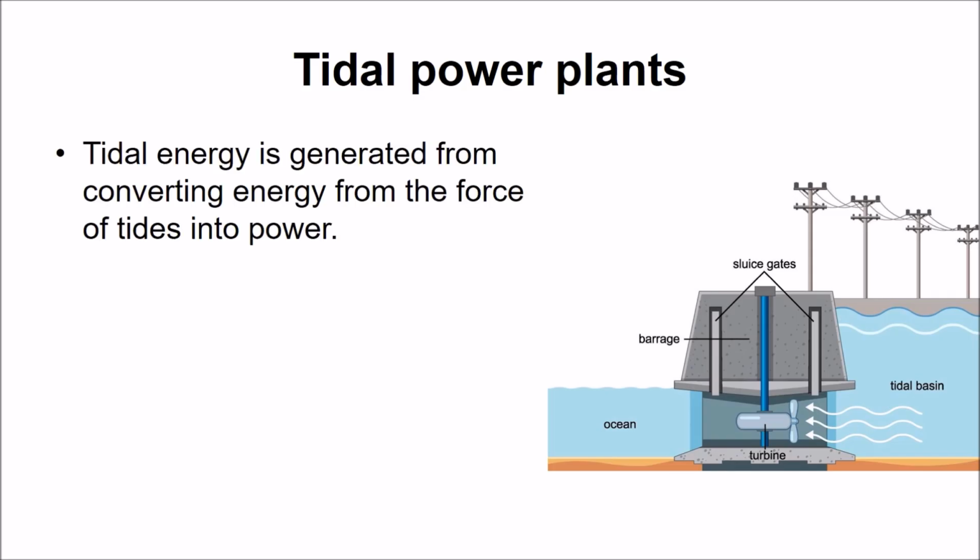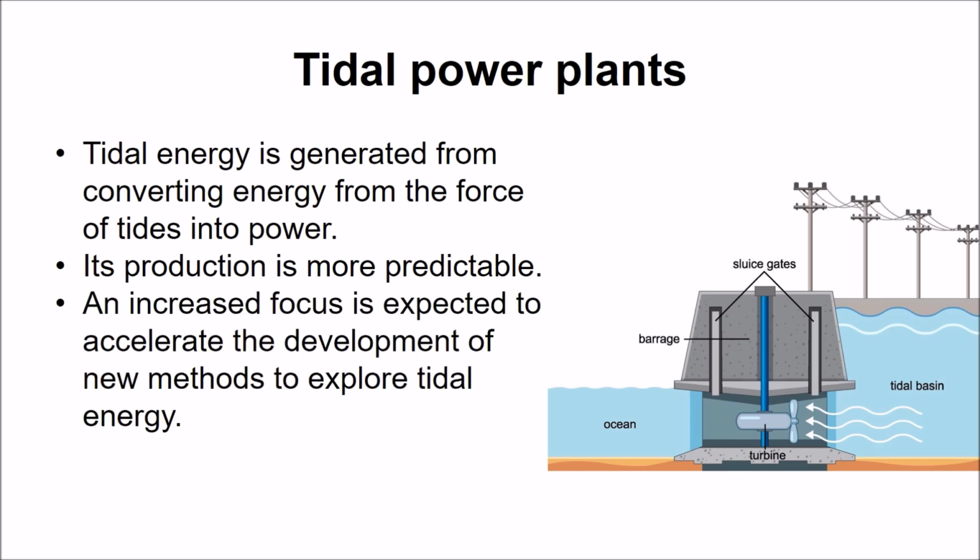Tidal energy is generated from converting energy from the force of tides into power, and its production is considered more predictable compared to wind energy and solar power. But tidal power is still not widely used, even though the world's first large-scale plant of this type became operational in 1966.